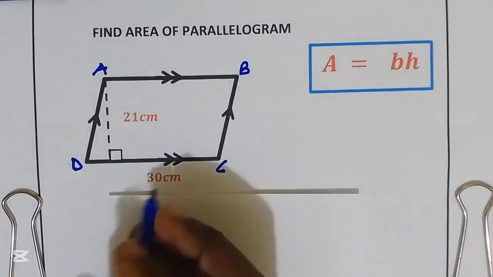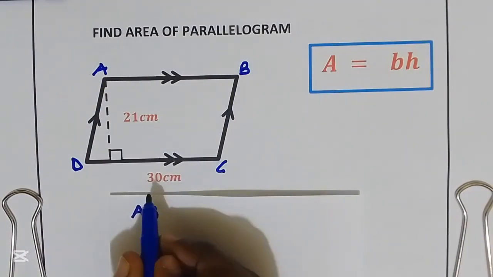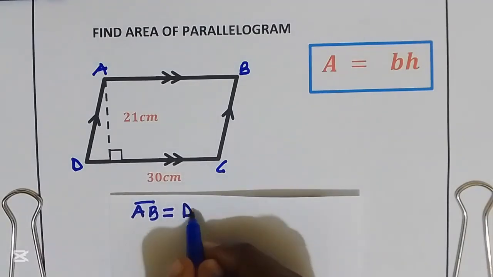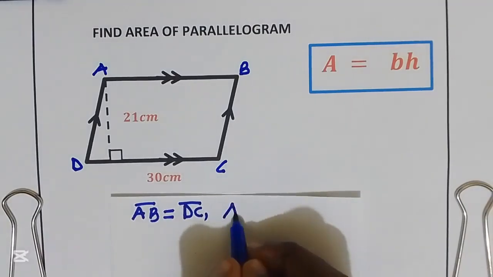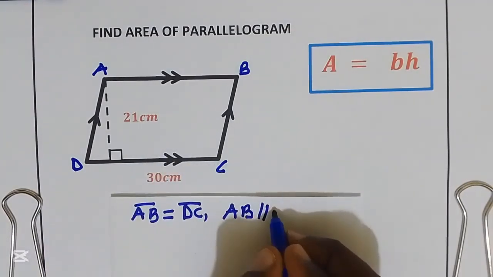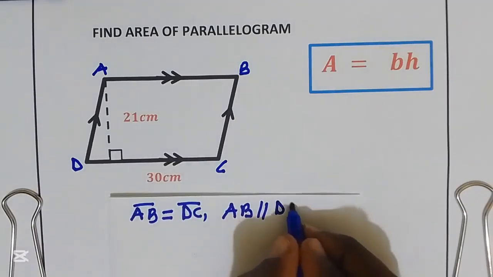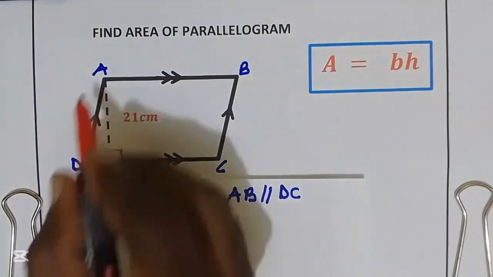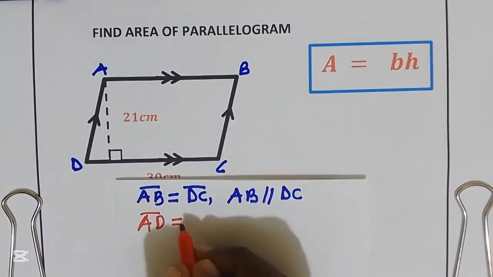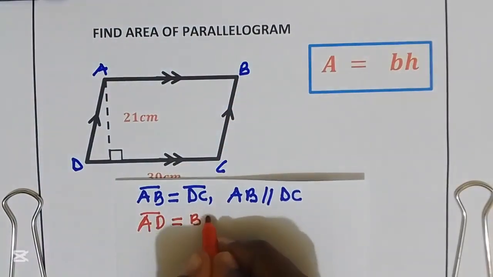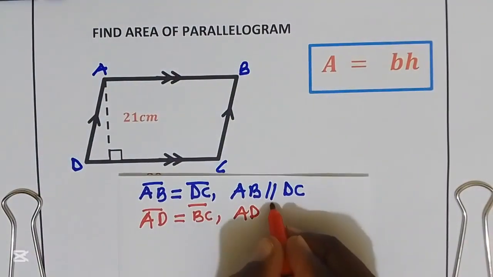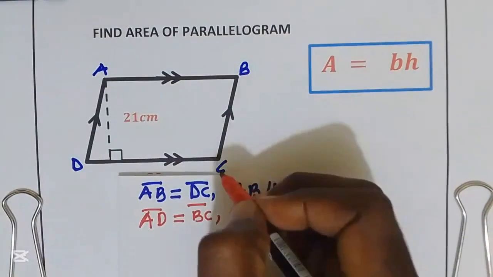Line AB is equal to line DC. Line AB is parallel to line DC. Line AD is equal to line BC. Line AD is parallel to line BC.